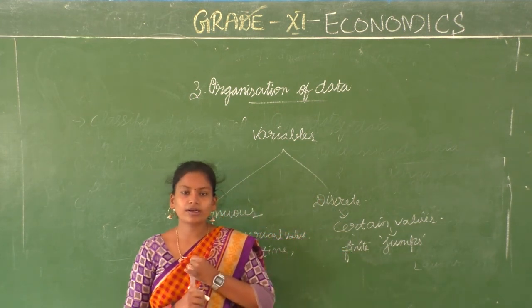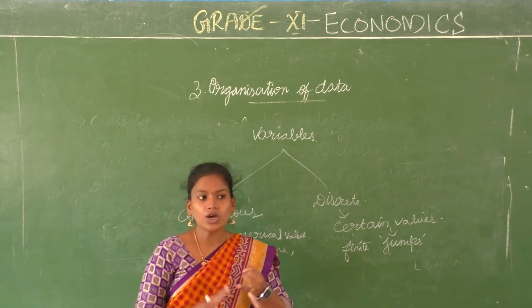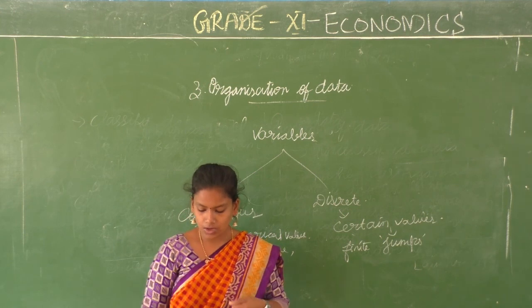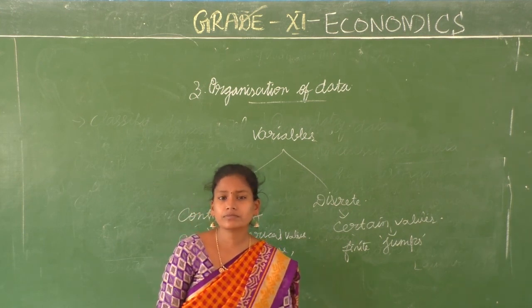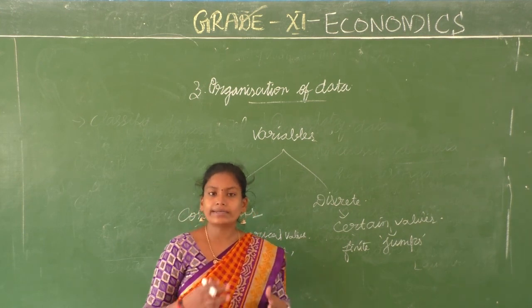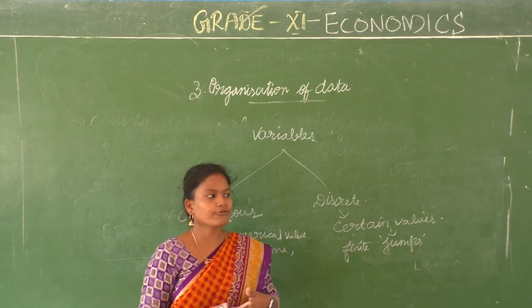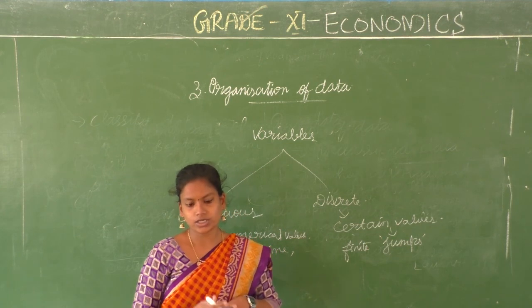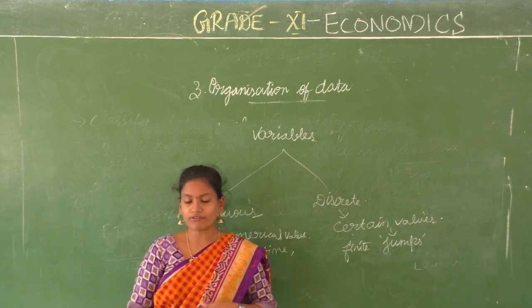On time, that is called chronological classification. Then on the basis of place, which is called spatial classification. Then on the basis of quantities, quantitative classification. On the basis of qualities, which is called qualitative classification. These are the various classifications of data.